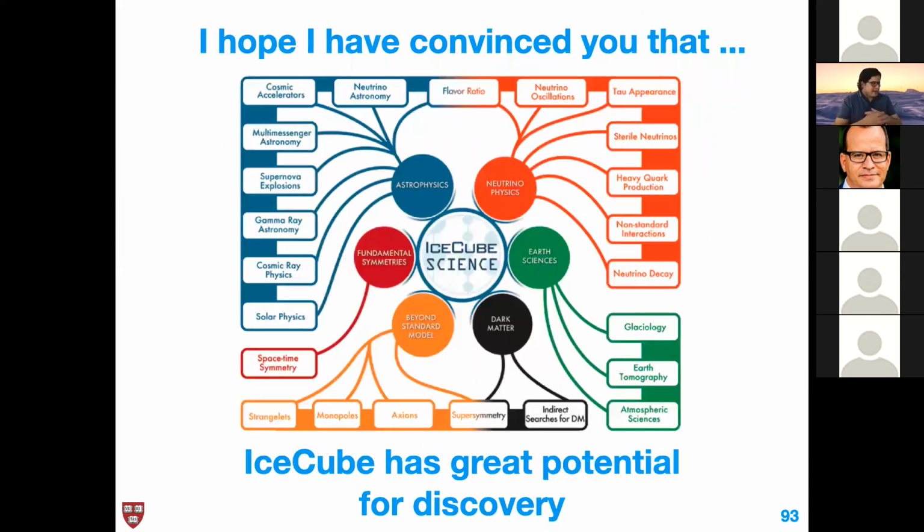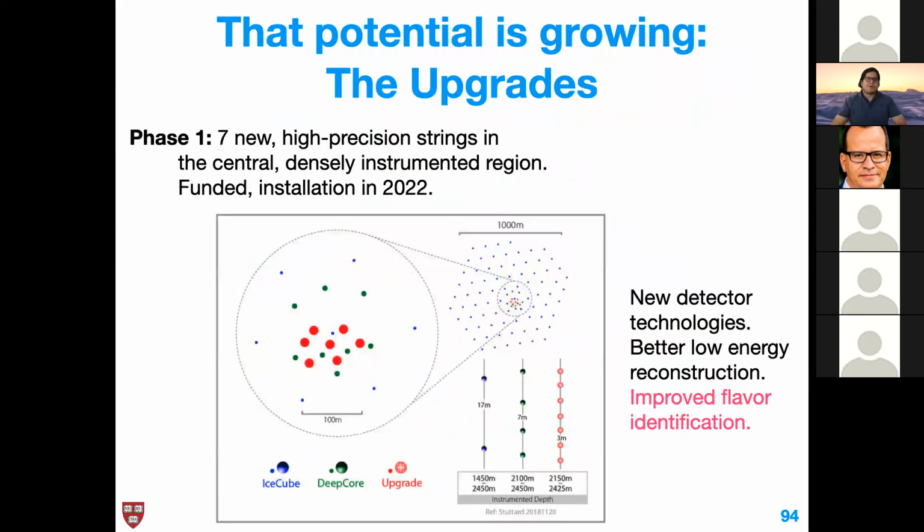So I hope I have convinced you of IceCube and how you can use high-energy neutrinos to do various things that I hope are interesting. IceCube has this very broad science program that I show in this octopus plot here. That program potential keeps growing, and it is going to grow in two different phases. The first phase is something that we know as the IceCube Upgrade. The IceCube Upgrade is the inclusion of seven new high-precision strings inside the IceCube volume.